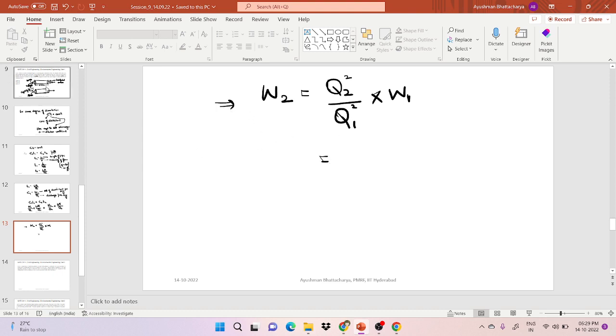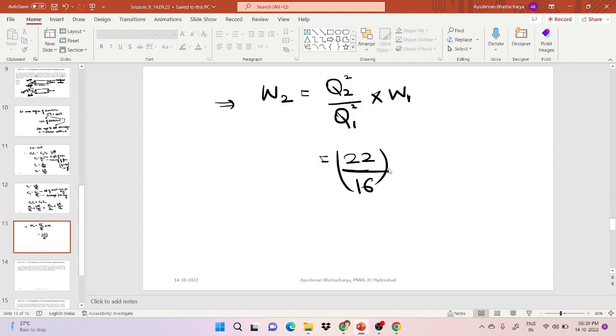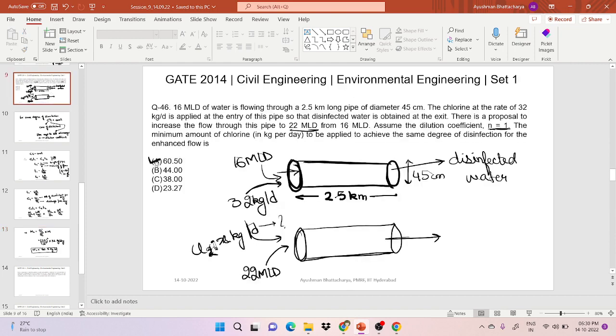Q2 they have mentioned as 22 MLD. 22 divided by Q1, which is 16, and the initial rate of loading is 32 kg per day chlorine. So this whole square into 32. If you solve this, you will get 60.5 kg per day. So W2 will be 60.5 kg per day, and the answer will be option A.